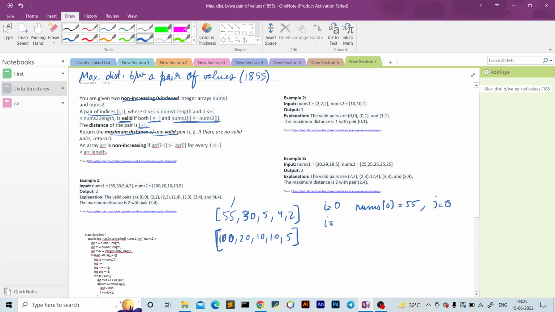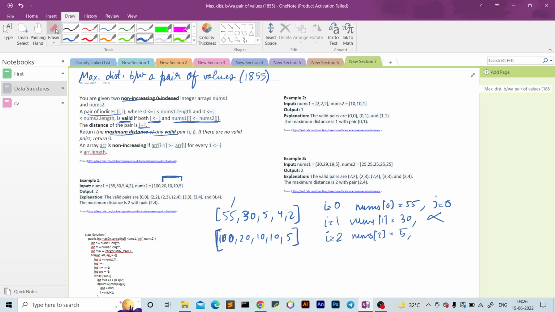Now for i equal to 1, nums1[1] is 30. For j equal to 0, 100 is greater than 30, but we cannot consider this j because we have to make sure that i is smaller than or equal to j, which means that we can only look in this part of the array. In this part of the array there is no value which is greater than 30, so there is no answer possible from here.